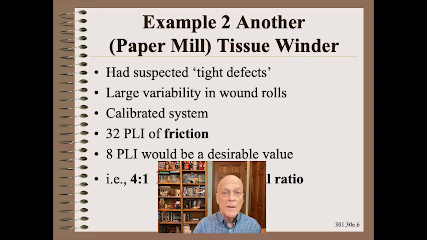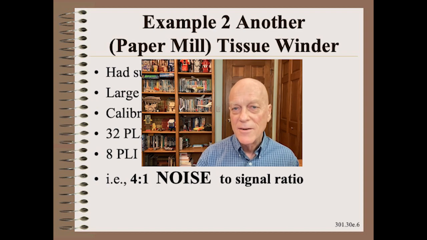Example 2 is similar in that we have another tissue rewinder that had tight defects and also had a large variability in the wound rolls. A calibration of the system showed that it had 32 psi of friction when something closer to 8 psi nip load would have been more appropriate. To make an analogy, this system didn't have a 4:1 signal-to-noise ratio. It had a 4:1 noise-to-signal ratio.